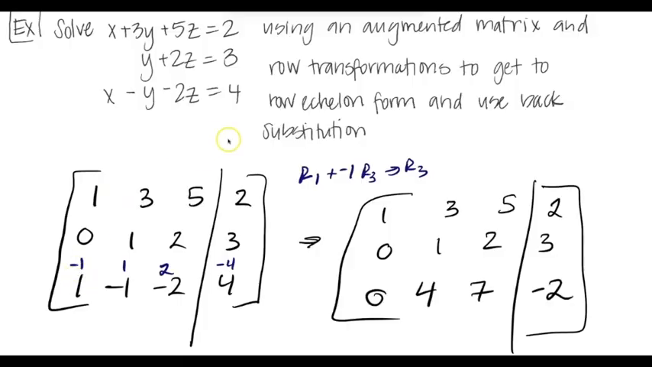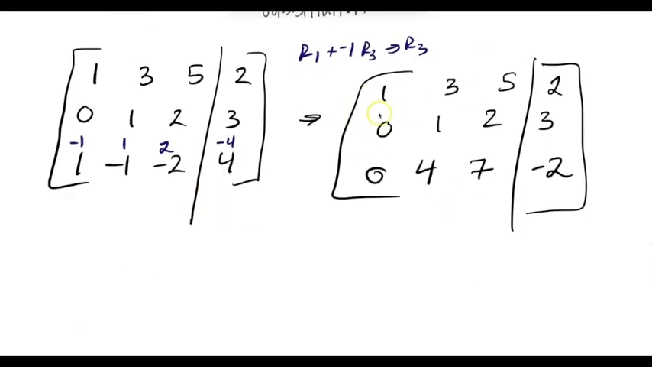Again, very easy to make a small mistake. 5 plus 2 is 7. 2 plus -4 is -2. We have this system. Now if I'm trying to get row echelon form, I want this guy to be 0 next. So now I'm not going to deal with row 1 anymore, because if I do with row 1, I'm going to add the 1 to some of these.